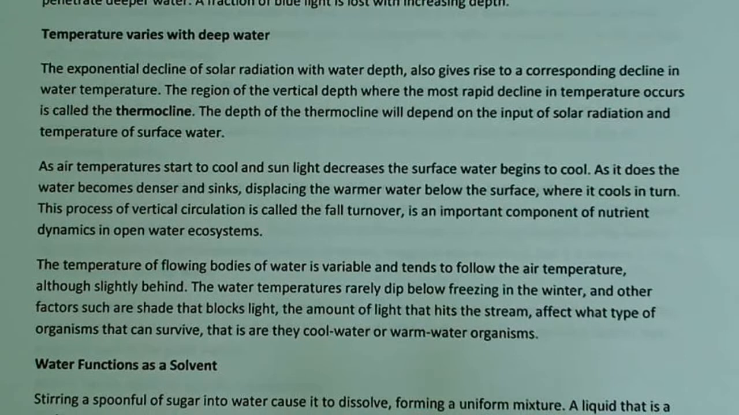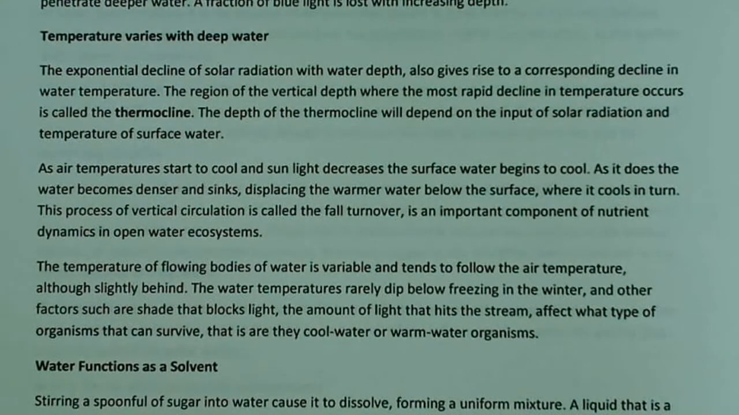And temperature also varies with depth in deep water. The exponential decline of solar radiation with water depth also gives rise to a corresponding decline in water temperature. That makes sense because we know that the sun heats up the water. If there's less light and less energy reaching the bottom, then you're not going to have as much heat being produced. And the region of the vertical depth where the most rapid decline in temperature occurs is called the thermocline.